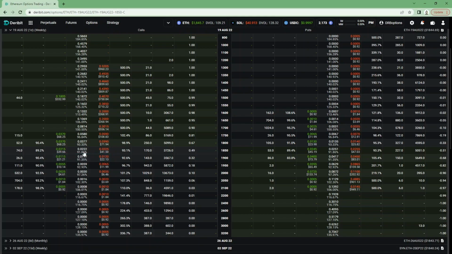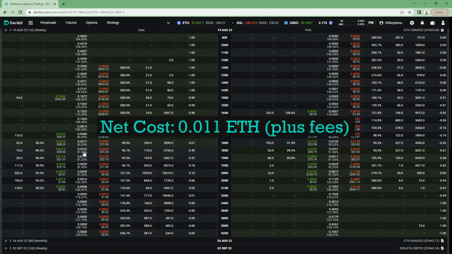We want to buy the 1850 call and sell the 1900 call. So if we were to simply take the available prices, we would pay 0.0225 for the 1850 call and collect 0.0115 for the 1900 call. This would result in a net cost of 0.011 ETH, ignoring fees.